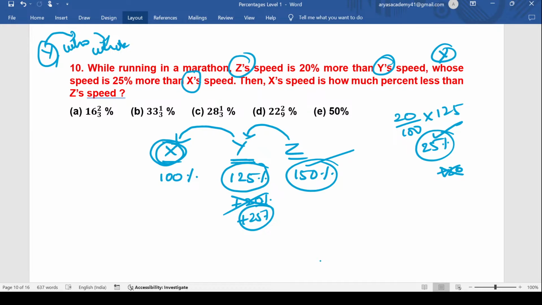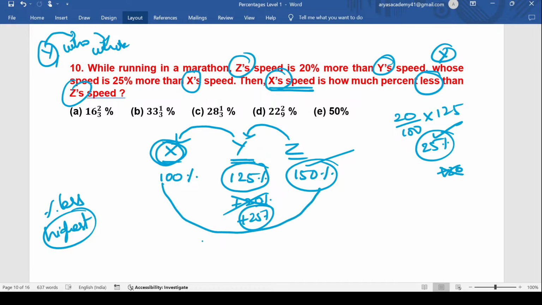Now the question is: speed of X is how much percent less? The question is demanding percent less. When the question is demanding percent less, the difference has to be compared to the highest value between the two values being compared. Here, who is being compared to whom? X is being compared to Z. So the two values in comparison are 100 and 150. What is the difference between 100 and 150? The difference is 50%. And this difference has to be compared to the highest value because the question is demanding percentage less.